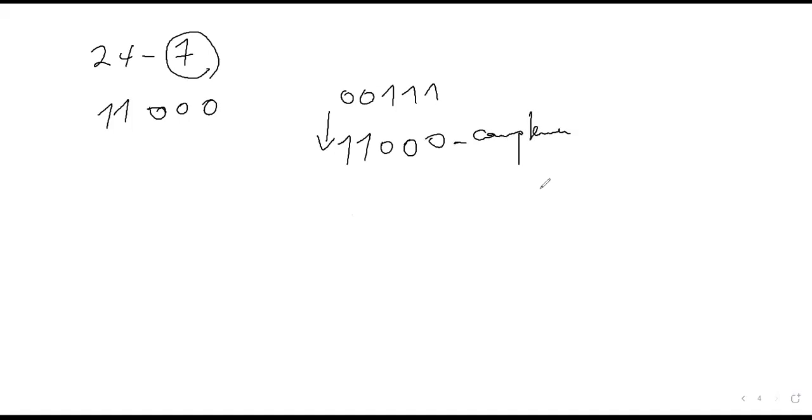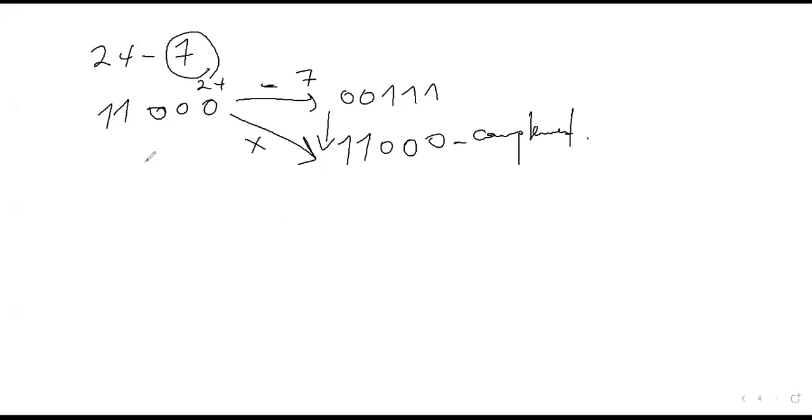Running out of time. All right, complement. Second step, add the binary numbers. After you found the first complement of the second operand, you then add these two. So instead of subtracting these two, 24 minus 7, what we do now is we add these two.